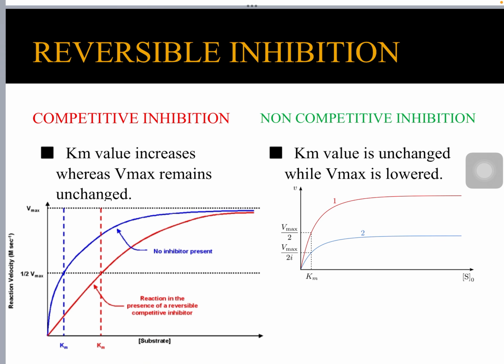If you consider non-competitive inhibition, the Km value is unchanged while the Vmax is lowered. It is very clearly illustrated in the figure. That means the active site is more available, so competition is relatively less, so it is called non-competitive inhibition. Whereas in competitive inhibition, the active center is less available and the competition is more.